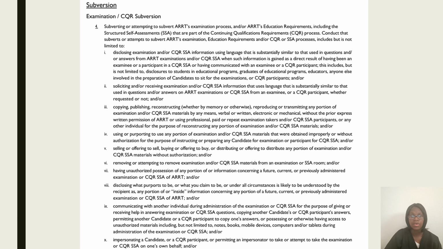So the ARRT has a content specification where they let radiology techs and other techs know what's going to be on the exam and how many questions are going to be covered. That's all on their website, public information. However, you cannot say, okay, they asked this, so make sure you know this, because they're going to ask you this question and it's going to be worded like that. You cannot repeat that to anyone who is going to take the test, or anyone in general.